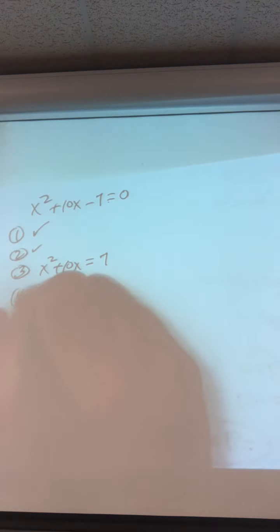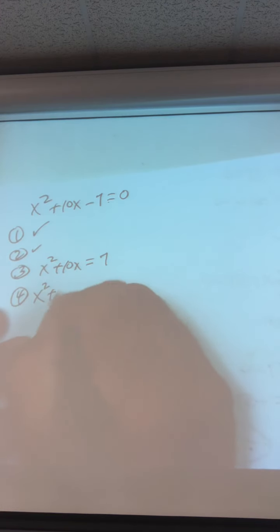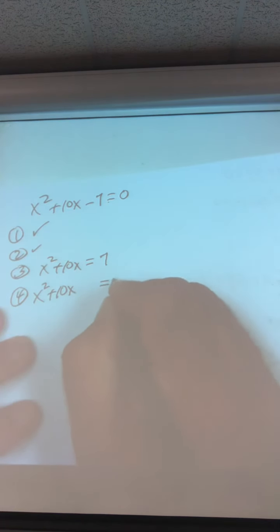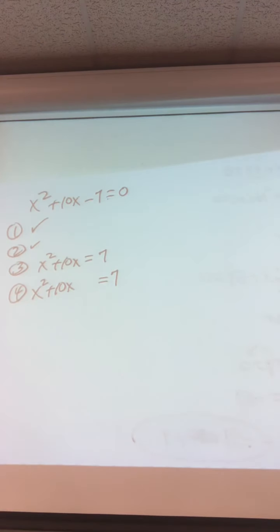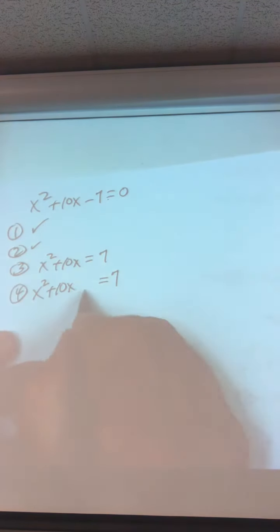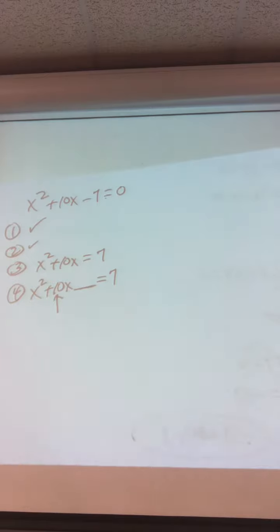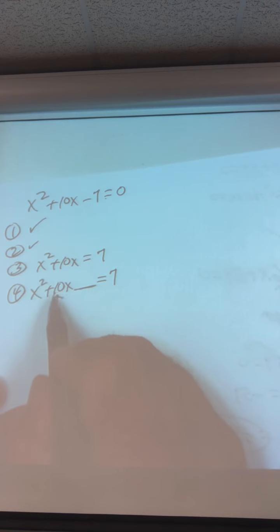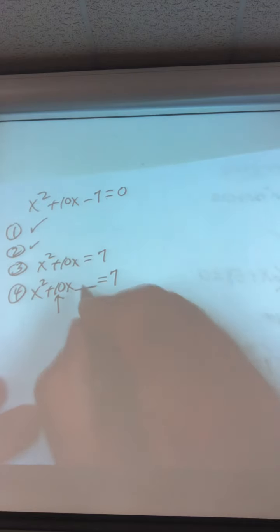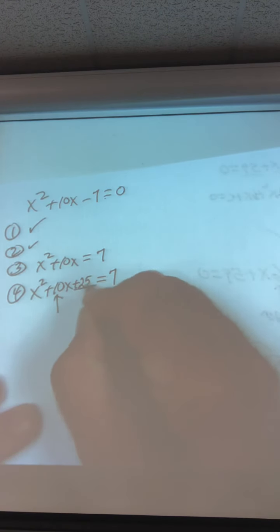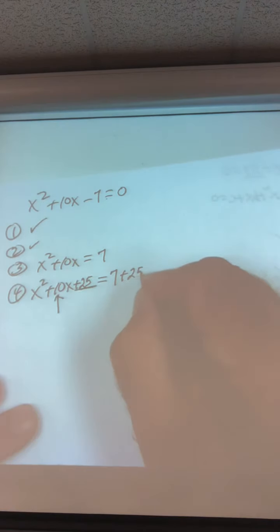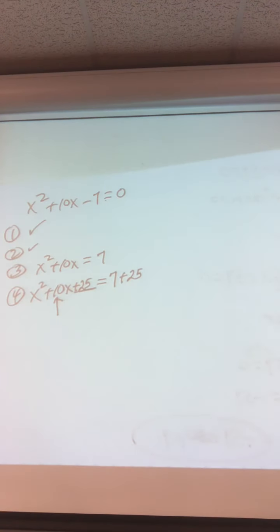Now, step 4 is where you have to do a little work. When you get to step 4, copy step 3 back down and leave a space for your new number. Now, what's my new number? All right, let's read step 4. Take half of the coefficient of the middle number. In other words, take half of 10. What is half of 10? 5. Square it, 25, and add that to both sides.